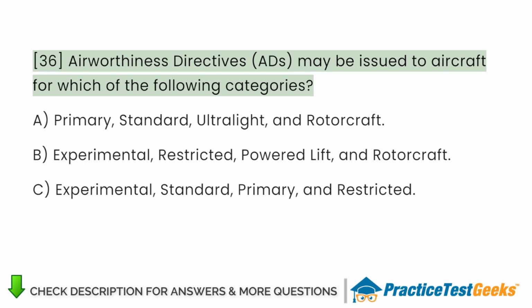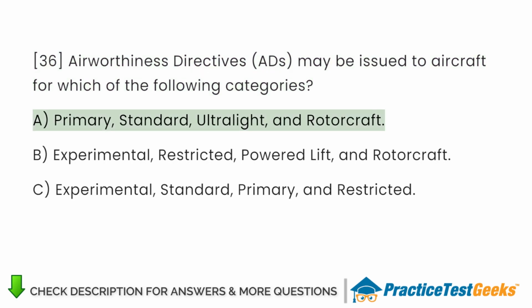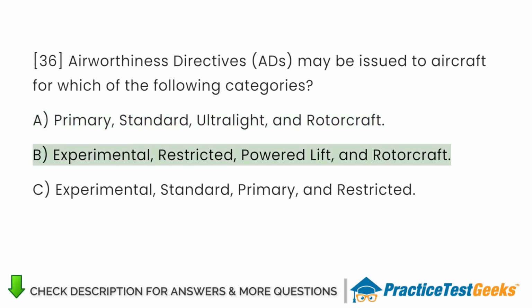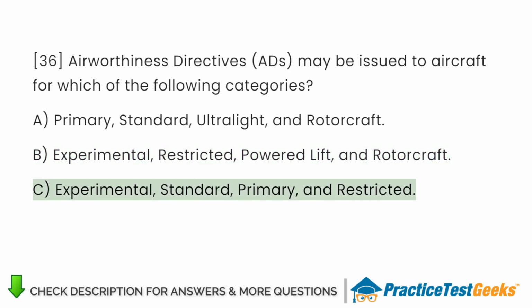Airworthiness directives, ADs, may be issued to aircraft for which of the following categories? A. Primary, standard, ultralight, and rotorcraft. B. Experimental, restricted, powered lift, and rotorcraft. C. Experimental, standard, primary, and restricted.